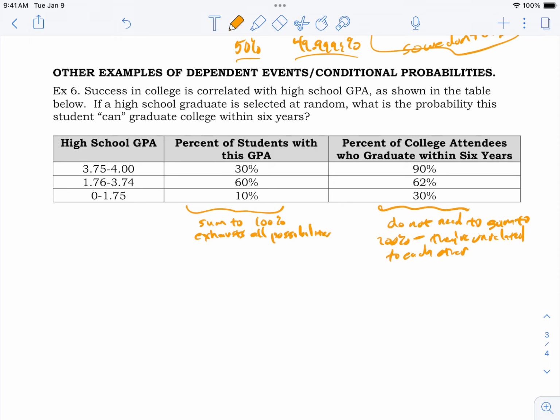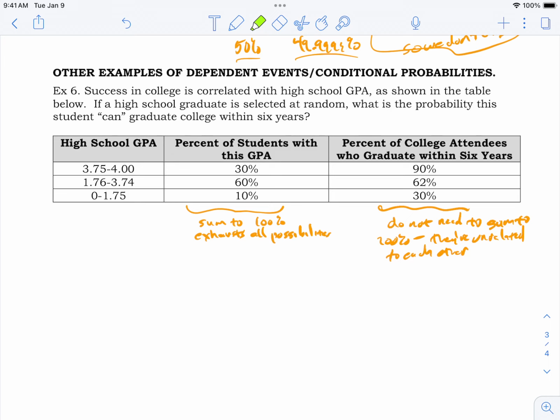But often you do want to keep an eye out. Sometimes things should add to 100%, and you can just spot check that they do. If these only added to 90%, you'd say, hey, you're missing some data, buddy. I can't use this. There's data missing, buddy. You want to say it just like that.